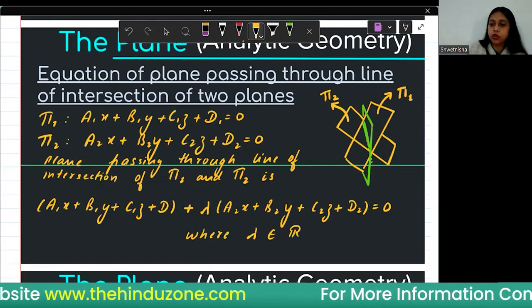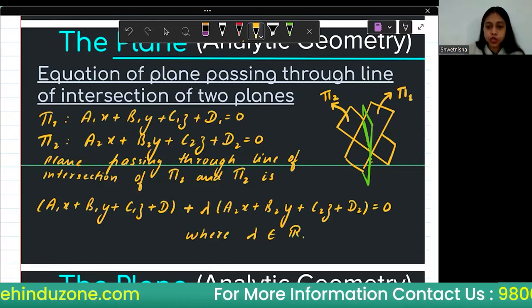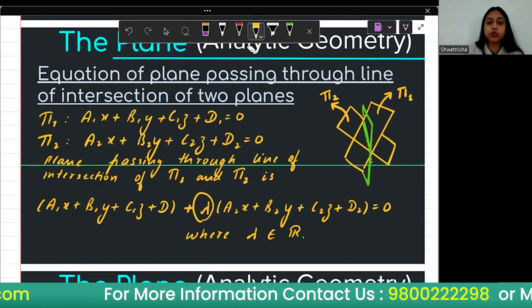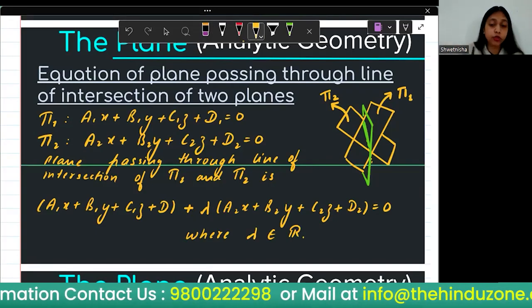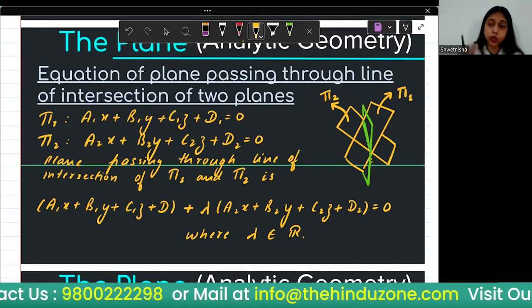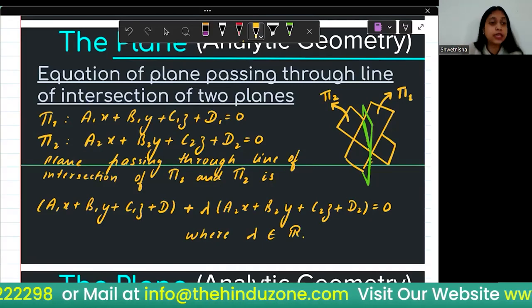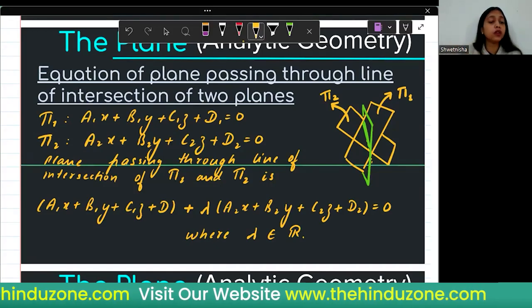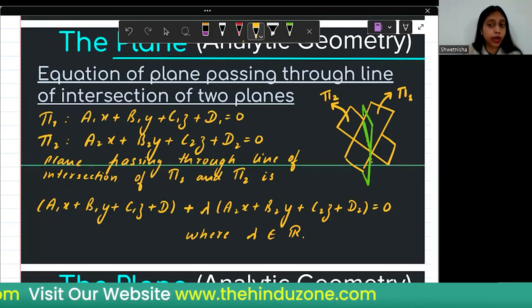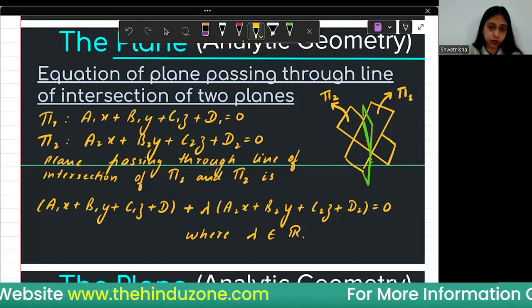where lambda belongs to the reals. Okay, so this lambda here, if you substitute lambda as 1, then you will get one plane passing through that line. If you substitute lambda as any other constant, you get another plane passing through that line. Similarly, you keep on changing your lambda, and you will keep on getting the planes that are passing through that line of intersection.